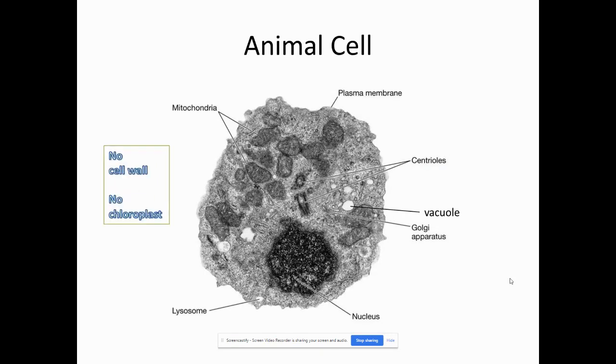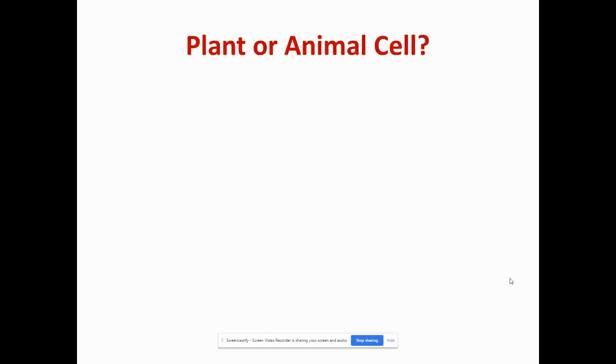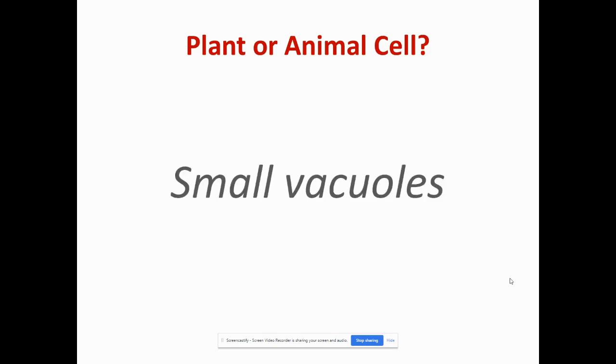Animal cells have no cell wall and no chloroplast. Animal cells have many mitochondria. Animal cells also have many vacuoles, many small vacuoles. Plant or animal cell? Small vacuoles. Animal cell. We can go drink water whenever we want and fill up our vacuoles.